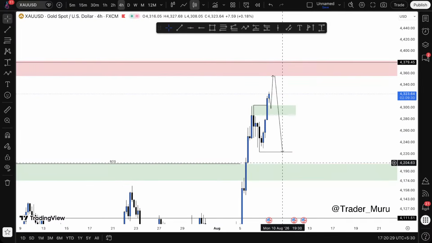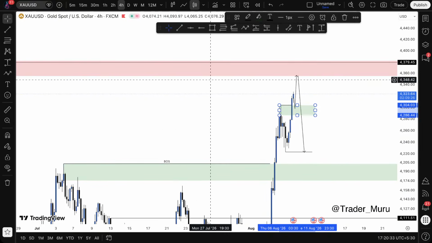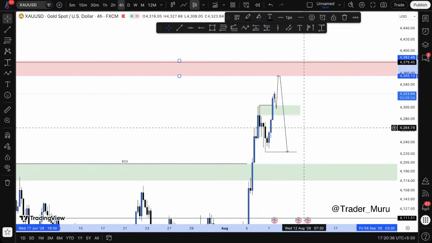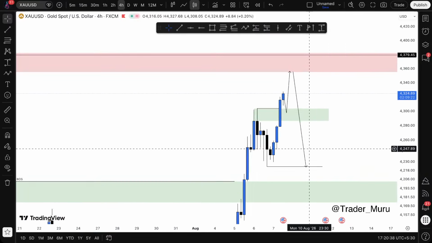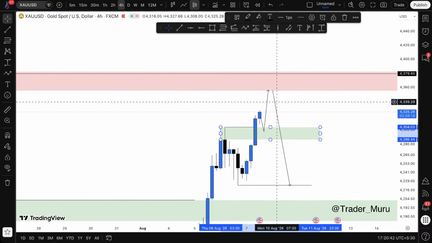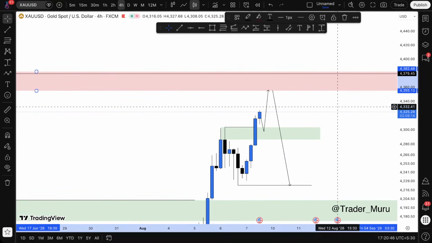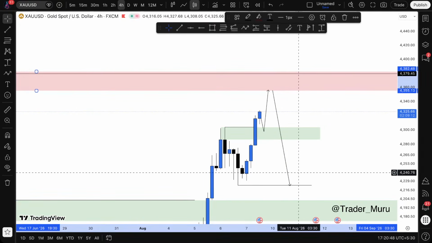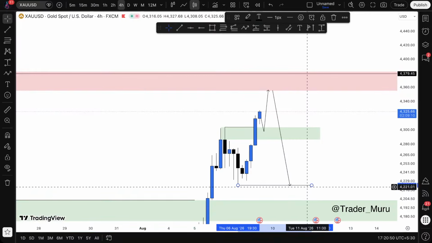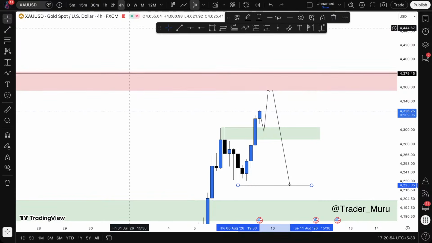So this is our daily time frame buying area, and this is our 4-hour buying area, and this is our daily time frame selling area. So first of all, we will be watching for this area test here, and from here price can go upside, test this area of 4355, reject from there, and sweep yesterday's low near about 4223.